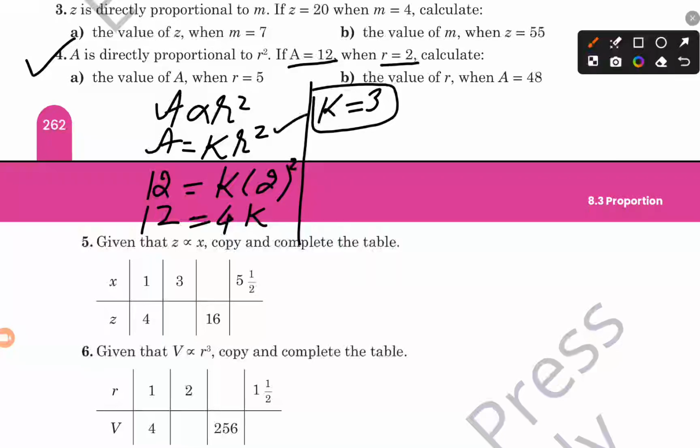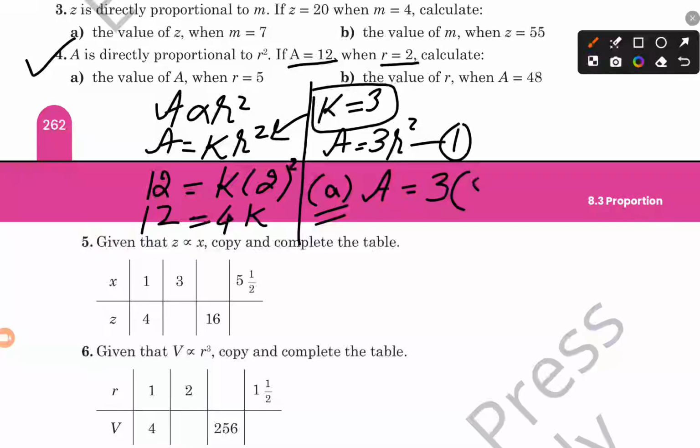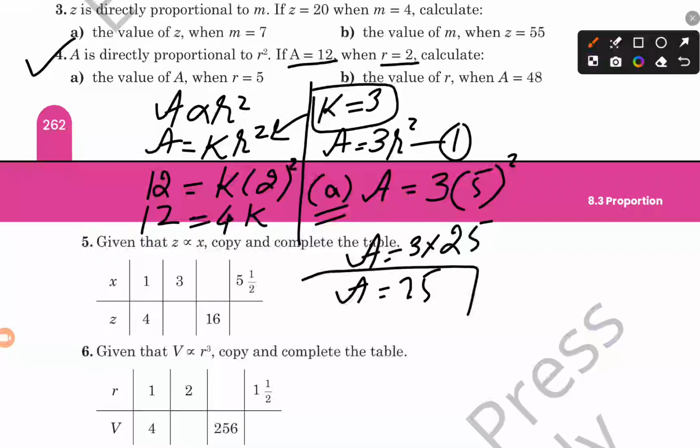Now put the value of k in the original equation, which is A equals k R square. That means 3 R square. Now this is your equation number 1. You will use this equation 1 for further solving parts A and B. Part A: find the value of A when R equals 5. A equals 3 times 5 square. That means A equals 3 times 25. That means A equals 75 here.